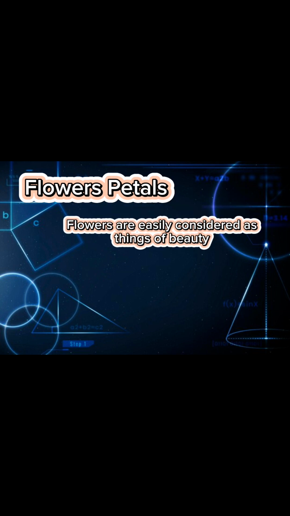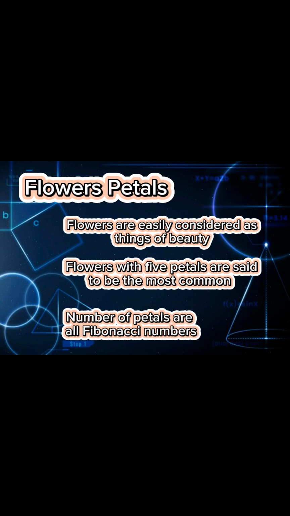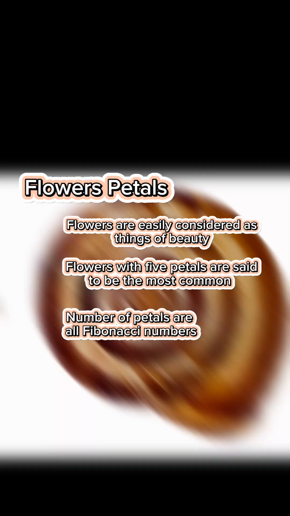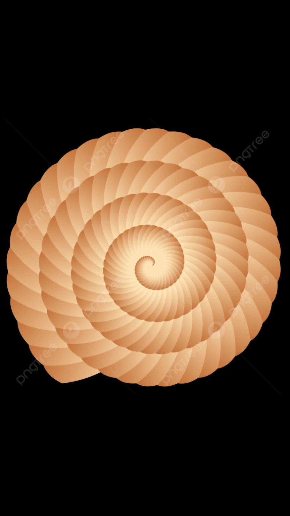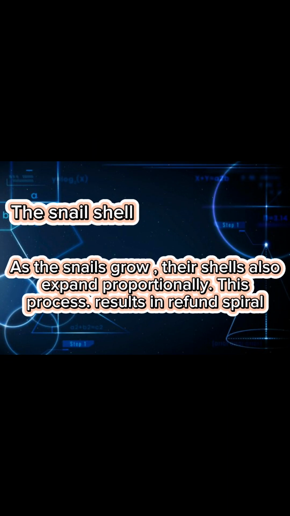Number 1. Flowers are easily considered as things of beauty. 2. Flowers with 5 petals are said to be the most common. 3. The numbers of petals are Fibonacci numbers. Another one is the snail shell. As the snail grows, its shell also expands proportionally. This process results in a refined spiral. Example, when the snail grows, its shell also grows.